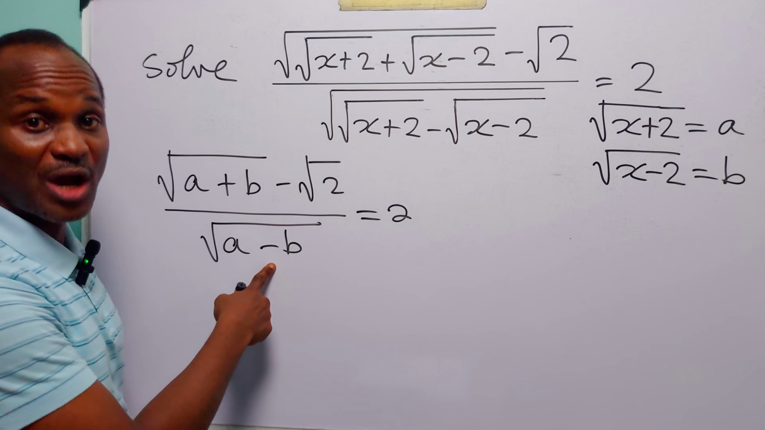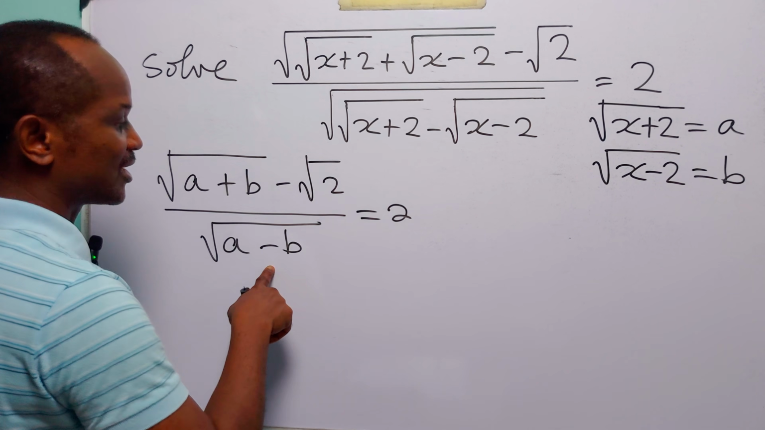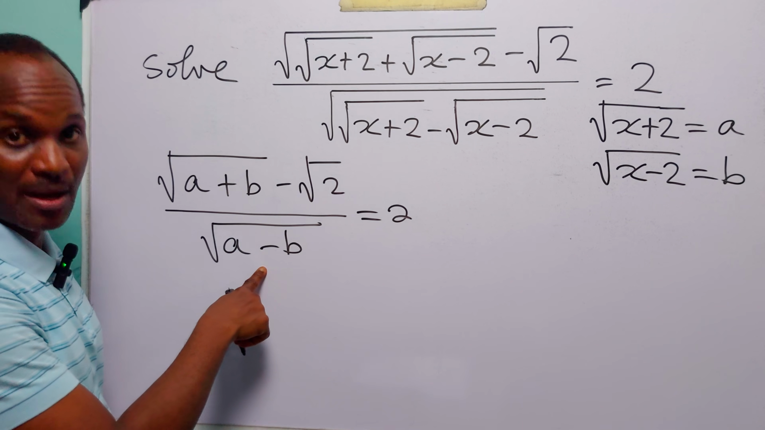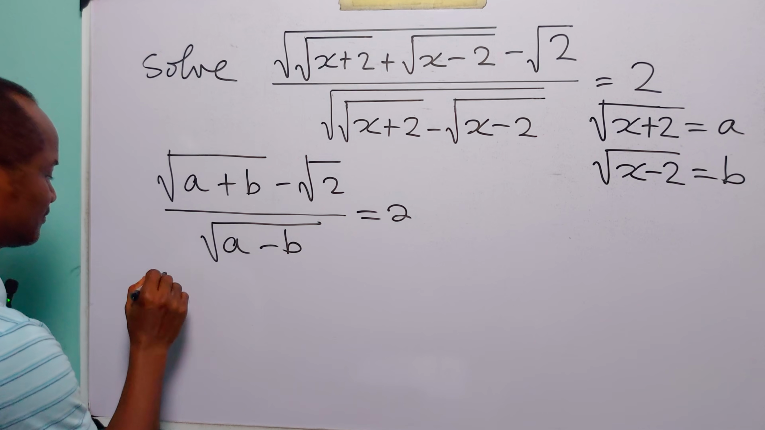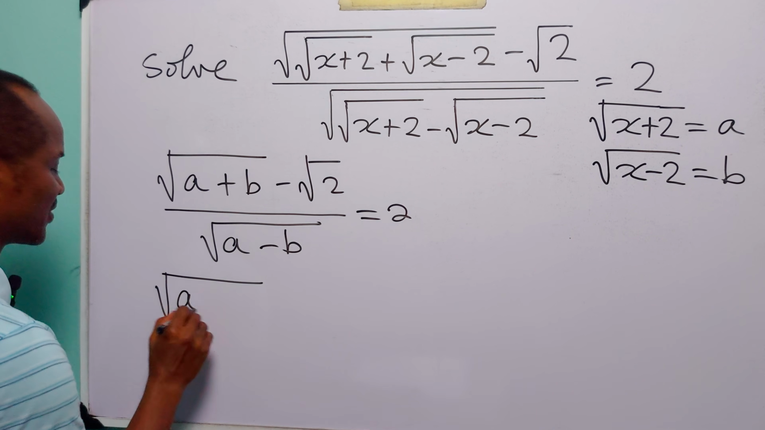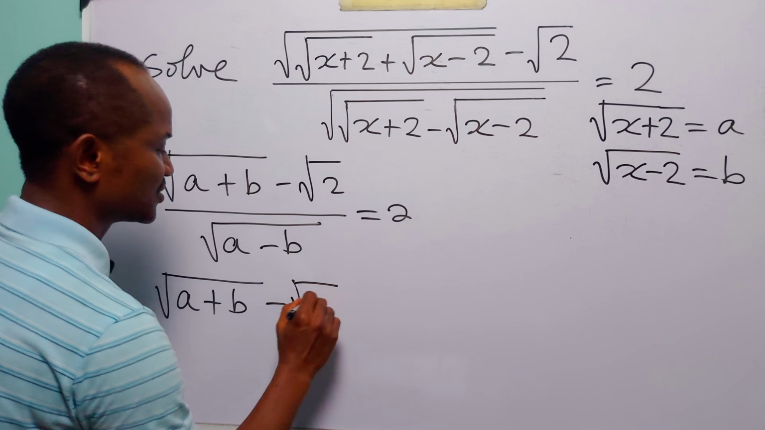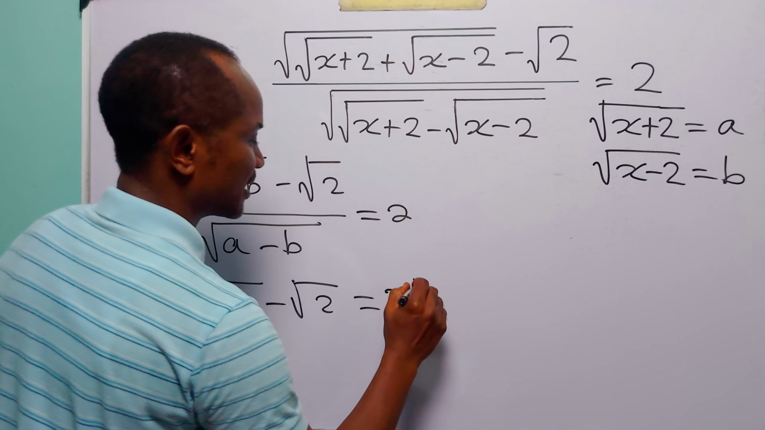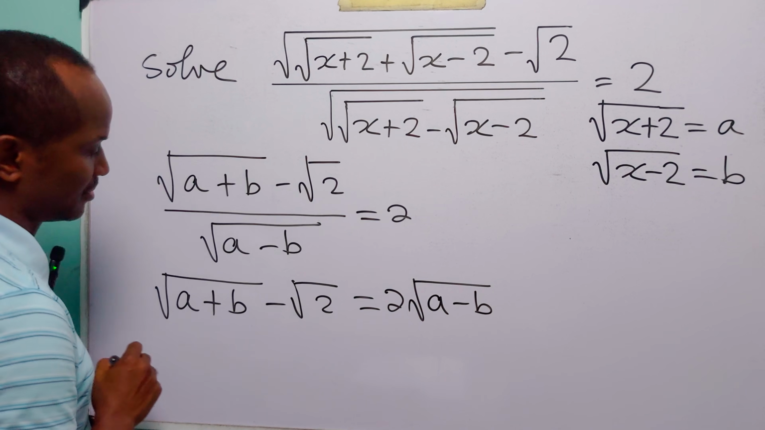Now, to get rid of this fraction on the left-hand side, let us multiply both sides of this equation by the denominator, which is the square root of a minus b. When we do that, we have that the square root of a plus b minus root 2 is equal to 2 times the square root of a minus b.